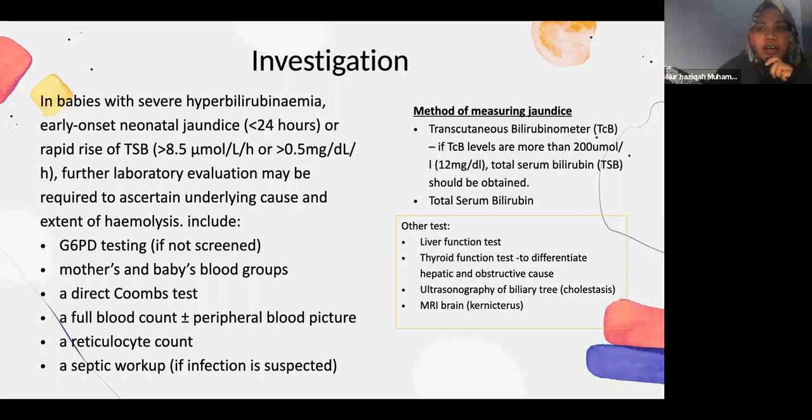So for investigation, most of the time, if the baby comes during the physiological period, from the second day of life to 14 days, they usually don't require any investigation, but need aggressive monitoring to identify if there's any rapid rise of bilirubin. However, for any babies with severe hyperbilirubinemia, early onset less than 24 hours, or rapid rise of more than 0.5 milligram per deciliter, need to be investigated for the underlying cause of hemolysis. So we can send for G6PD testing. However, in Malaysia, we already do G6PD screening in newborns, mother and baby's blood group, direct Coombs test for hemolysis causes, full blood count and peripheral blood picture, reticulocyte count, and also septic workup if infection is suspected.